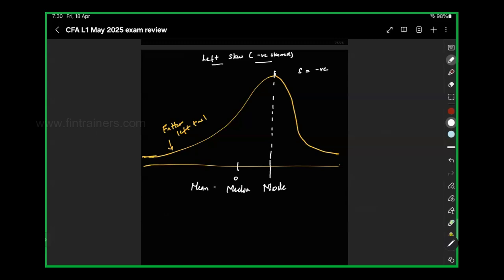So what's going to happen is your mean is going to be lower than your median, and your median is going to be lower than your mode. So this is your left skew, and everything reverses in the right skew or positively skewed.